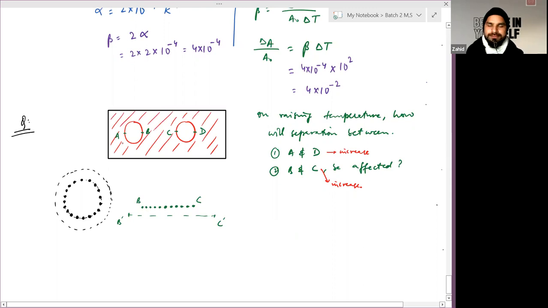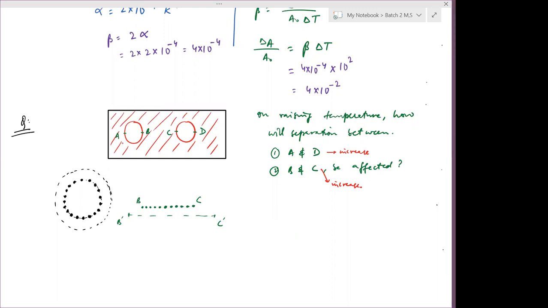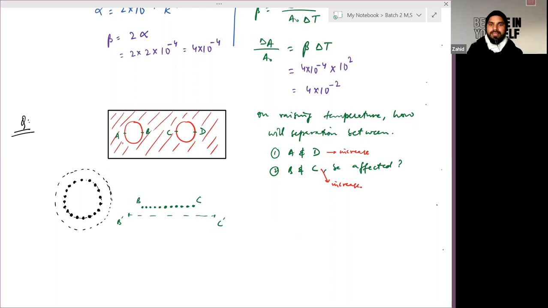Sakshi, is it clear? Yes, sir, it's clear. Nahra, any doubt? No, sir.